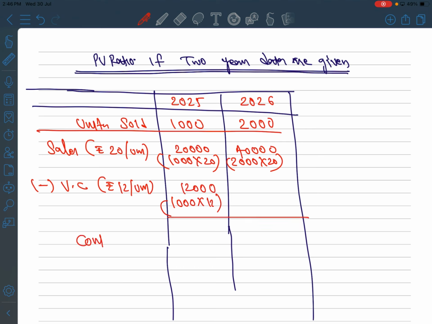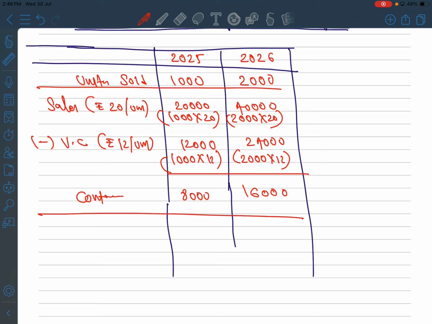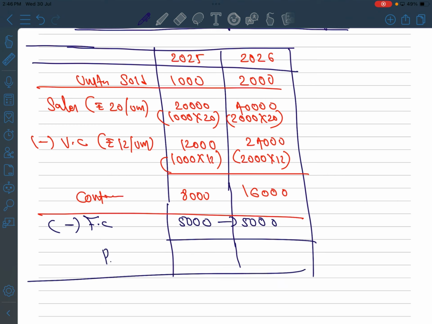Here the contribution will be 8,000. Here 2000 into 12 is equal to 24,000. It will be 16,000. Contribution, we can easily calculate. Before that, minus fixed cost 5,000. Here also 5,000. Fixed cost will not change due to changes in volume of production. Profit: here 3,000 will be the profit, here 11,000.